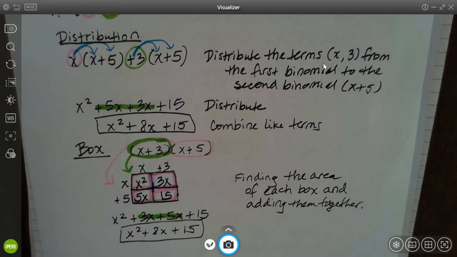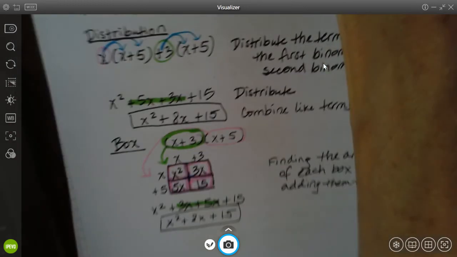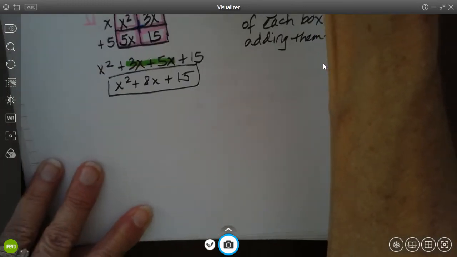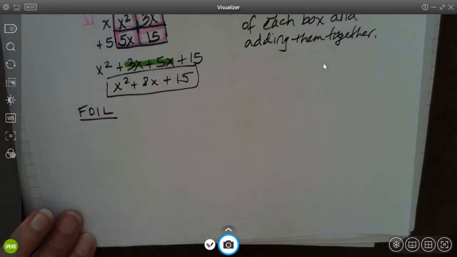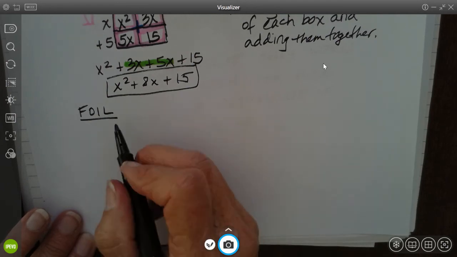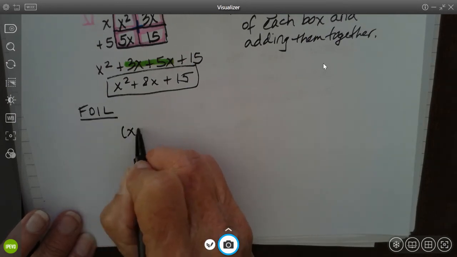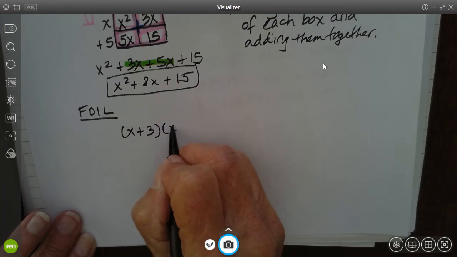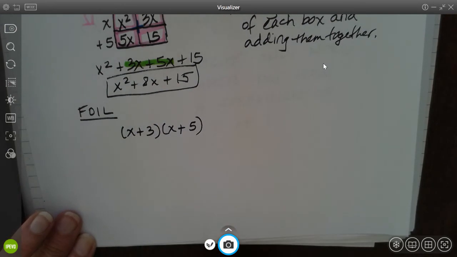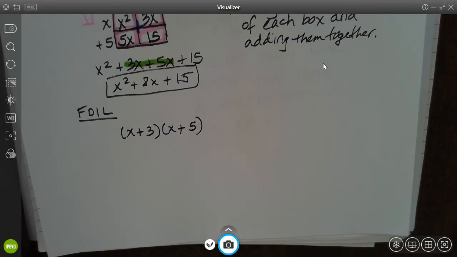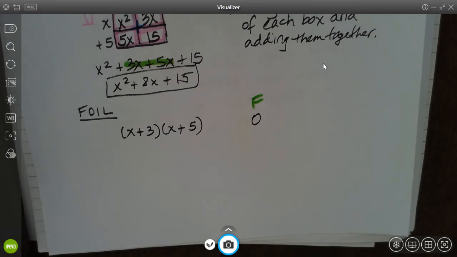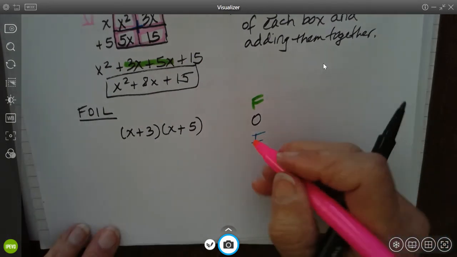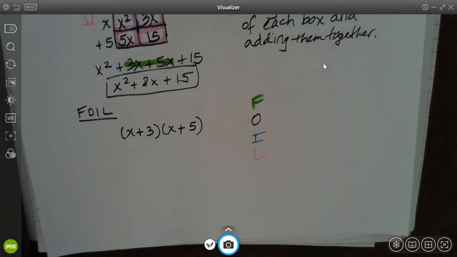Okay? The last method that we did was FOIL. I like FOIL, but it has so many limitations, I tend to stay away from it. And some people will love FOIL. But let's use the same problem, x plus 3 times x plus 5. What FOIL stands for, it's an acronym. You have F, O, I, L. And it is an acronym that helps you remember how to distribute the terms.